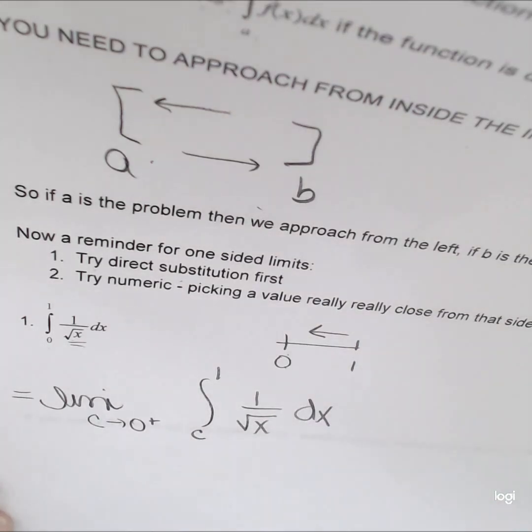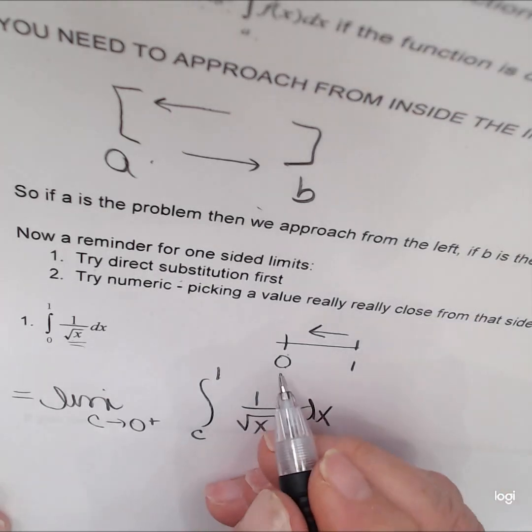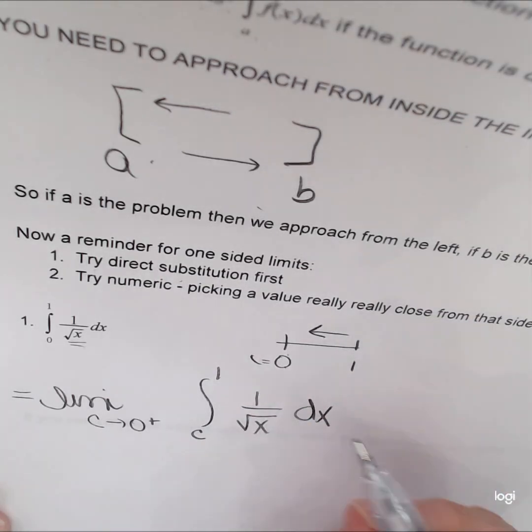So again, I really didn't memorize the formula. What I said is, okay, this is the problem. This is going to be the c, and I'm going to have to come at it from inside the interval, so I'm going to have to come at it from the right.